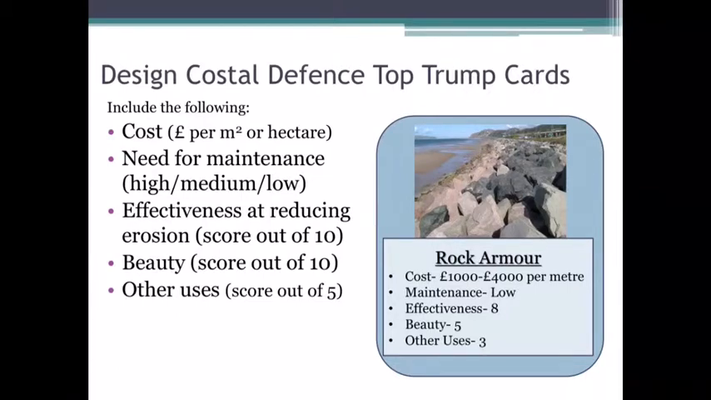And then I want you to think about the maintenance needs, so is it high, or is it medium, or is it low, so choose one of those. Then, using your own criteria, work out how effective it is in reducing erosion, so give it a score out of 10. Then also how beautiful you think it is, give it a score out of 10. And then if there are any other uses, give those a score out of 5. Okay, so we're going to create 6 to 8 top trump cards, and then when we're all made, we'll have our top trumps cards.